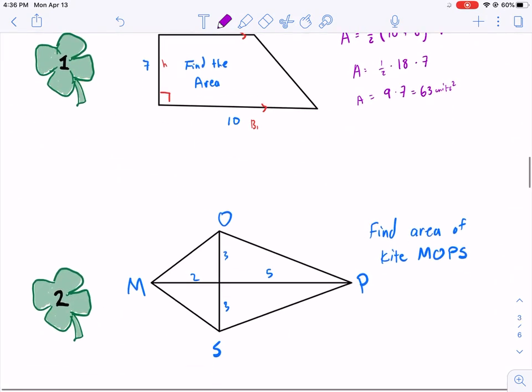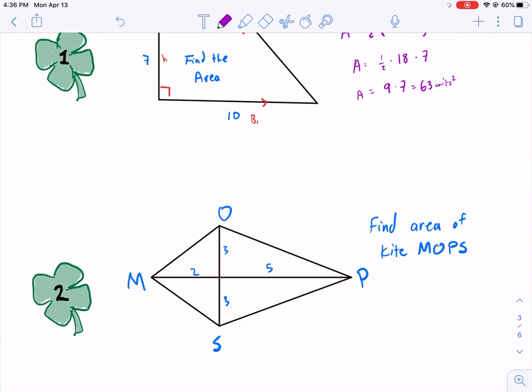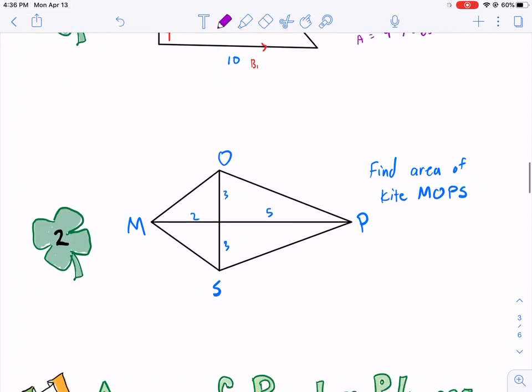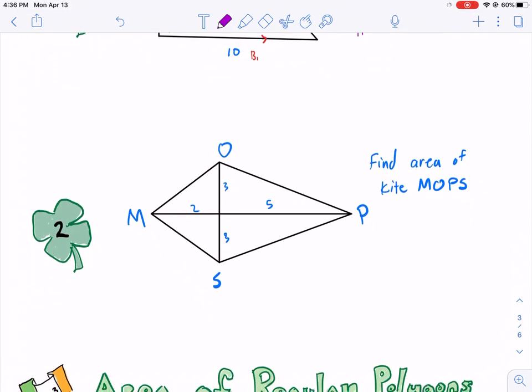Pretty straightforward. Okay, another straightforward example, we have find the area of kite MOPS. Keep in mind that our diagonals are the sum of both these segments. So it'd be 2 plus 5 and 3 plus 3. So diagonal 1 would have to be 3 plus 3. We'll call that diagonal 1. Diagonal 2 would be 5 plus 2, which is 6 and 7 respectively.